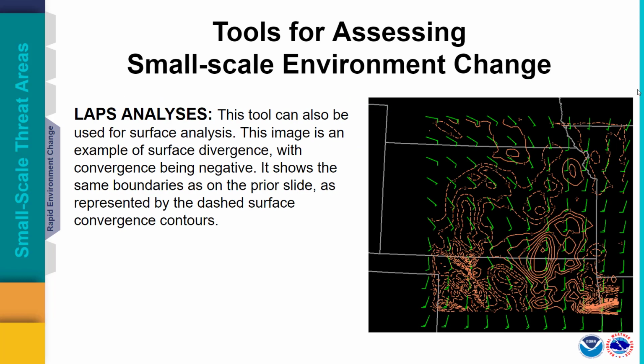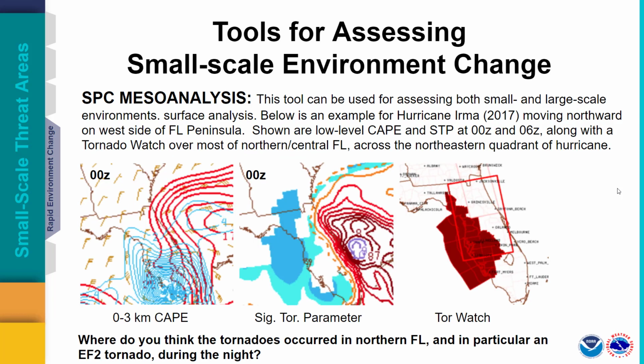Lapse analyses can also be useful for surface analyses. This image is an example of surface divergence, with convergence being negative. It shows the same boundaries as in the prior slide, as represented by the dashed contours of surface convergence. SPC's mesoanalysis page offers a large number of fields for both larger scale and smaller scale environment analysis.